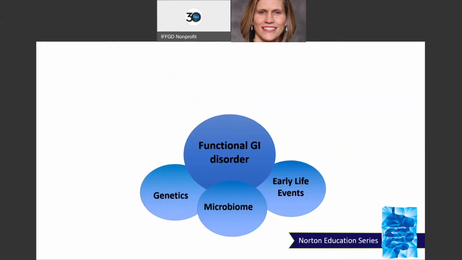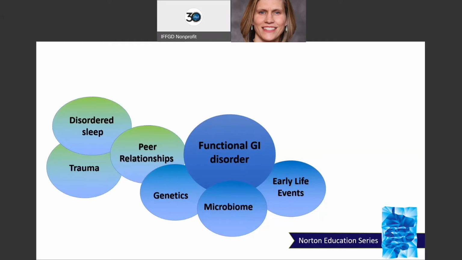So functional GI disorders is a composite of many complicating factors. It's your genetic makeup, your genetic predisposition, most likely your microbiome setup, early life events, trauma, stressful events, prematurity, maybe early exposure to drugs, to allergies. There's a lot of potential factors that come into play that set you up for functional GI disorders. Then there are all these external factors that come into play later and may bring the disorder out, including traumatic events, peer relationships, your sleep. Everything in your organism, inside and out, plays into functional GI disorders.